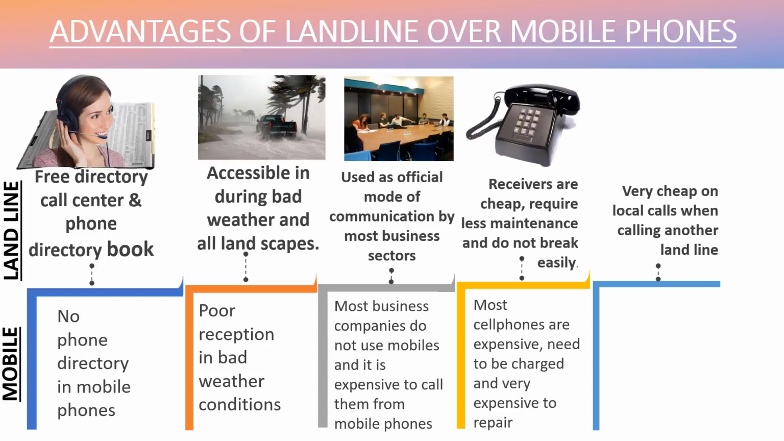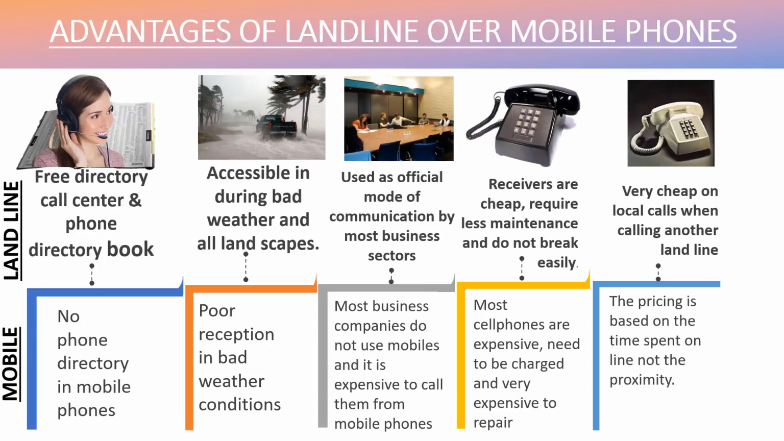If you're calling a person next door, it's very, very cheap. But with cell phones, the pricing is based on the time spent on the line rather than on proximity. So whether you're calling a person next door or a person who's hundreds of thousands of kilometers away from you, the amount is the same. You are charged the same. So proximity does not matter as far as mobile phones are concerned.